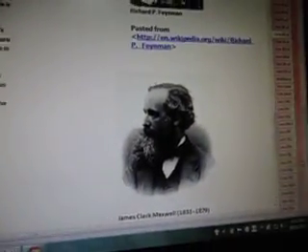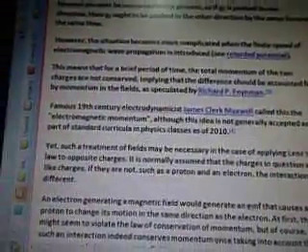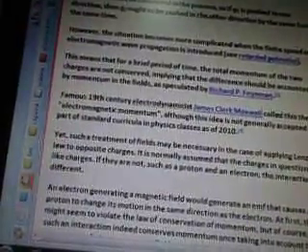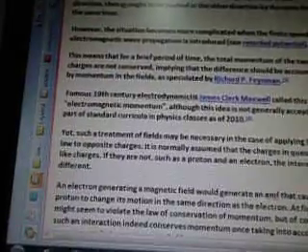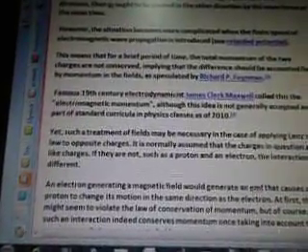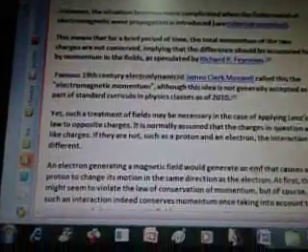Famous 19th century electrodynamicist James Clerk Maxwell. This is James Clerk Maxwell. He called this the electromagnetic momentum. Although this idea is not generally accepted as a part of standard curricula in physics classes as of 2010, yet such a treatment of fields may be necessary in the case of applying Lenz's law to opposite charges.